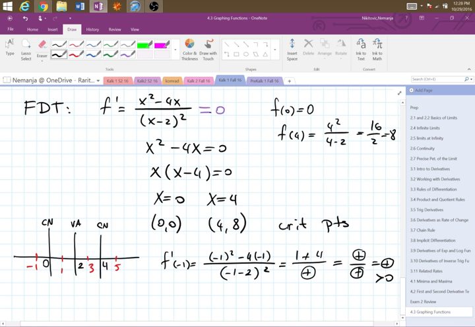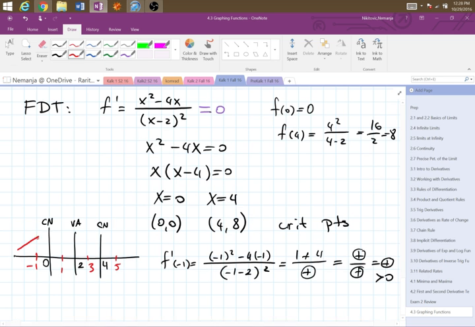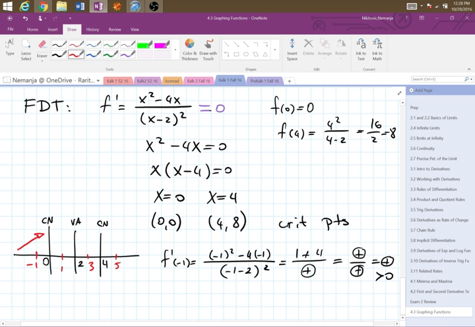Larger than 0, I have increase. I didn't even want to bother adding 1 plus 4, because I know it's a positive value. That's all I care about. Is the entire number positive for increasing or negative for decreasing? That's all I care about. Next one.